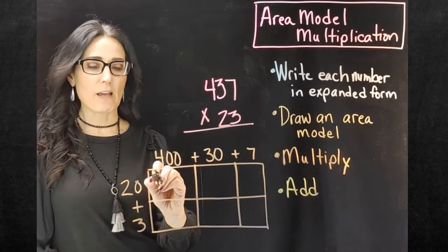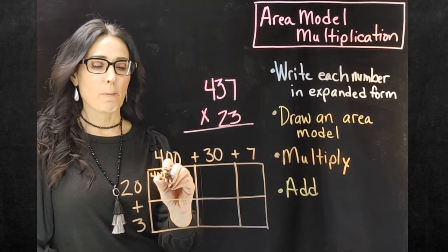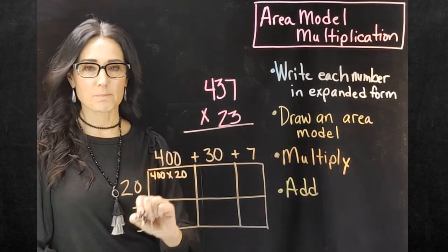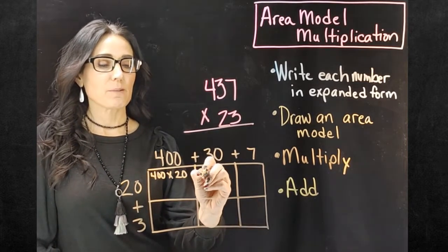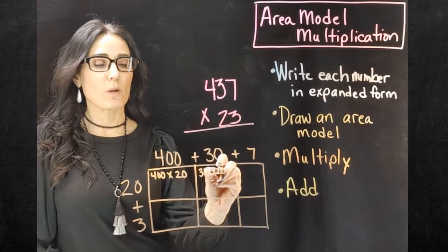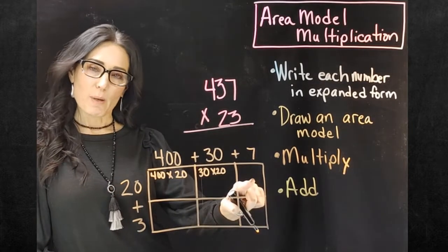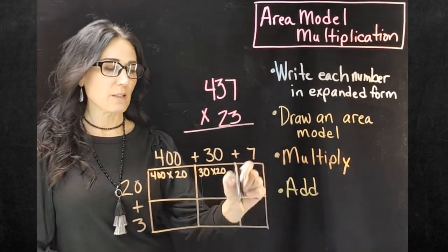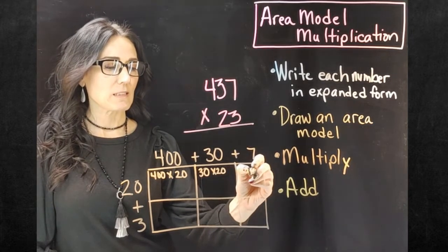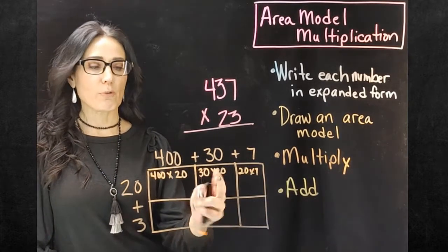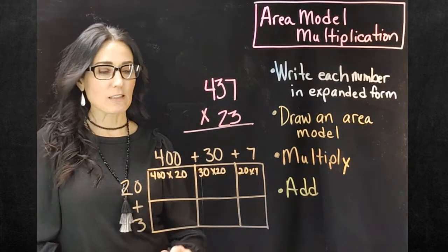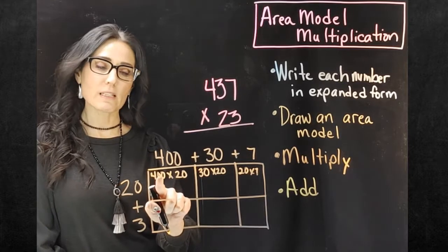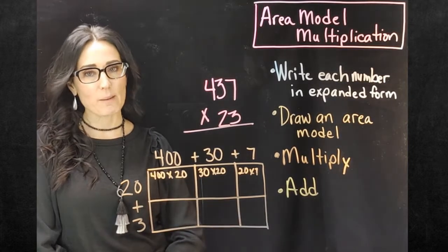So for this one, we're going to have 400 times 20. Going across, we're going to have 30 times 20. And then for the last box on the top, we're going to have 20 times 7. Now, it doesn't matter which way you write these. You can flip them. So you might not see that I do it consistently the same way, but you can actually write 20 times 400 or 400 times 20.